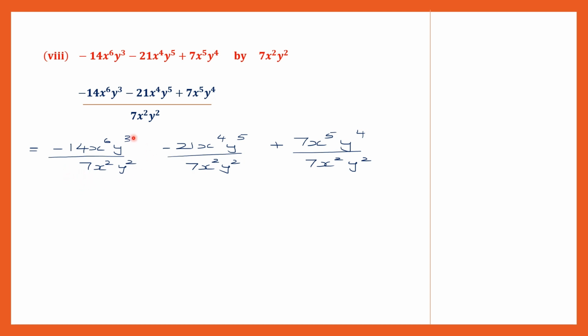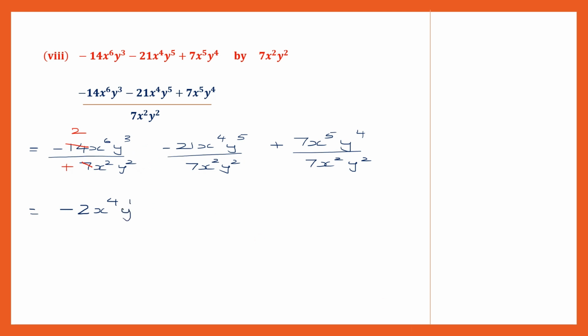Now let's look at the first division part here. The sign is minus. Here it's understood that it is plus. So when signs are different, the answer will be negative. Now look at the numbers. 7 and 14 cancel. We can cancel 7. 7 twos are 14. So here we have 2. Now look at the literals. x to the power of 6 minus 2 makes it x to the power of 4. Then the next one is y to the power of 3 minus 2, which is y to the power of 1.